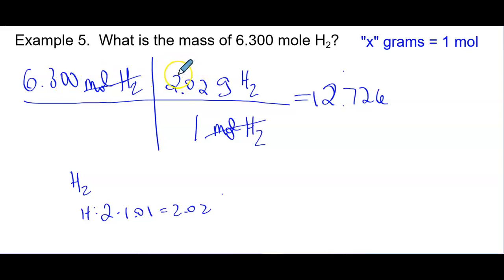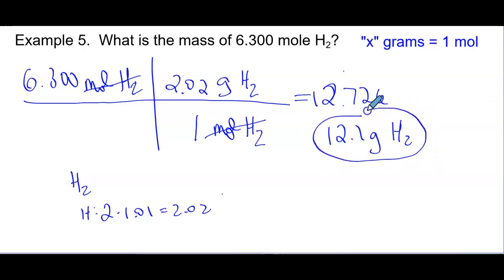Remember, decimal present, go this way, 1, 2, 3. Decimal present, 1, 2, 3, 4. So 3 is smaller than 4, so my answer can only have 3 sig figs, and I will get 12.7 grams of H2. And that is my final answer.